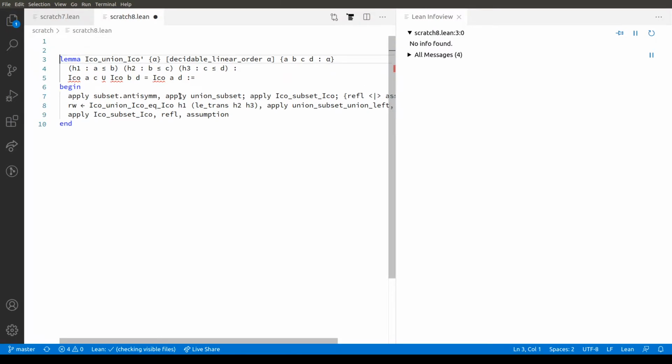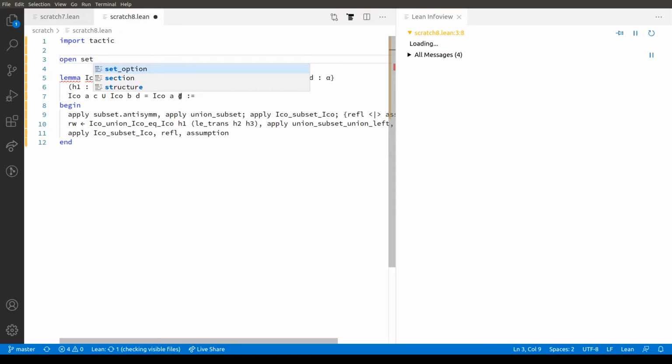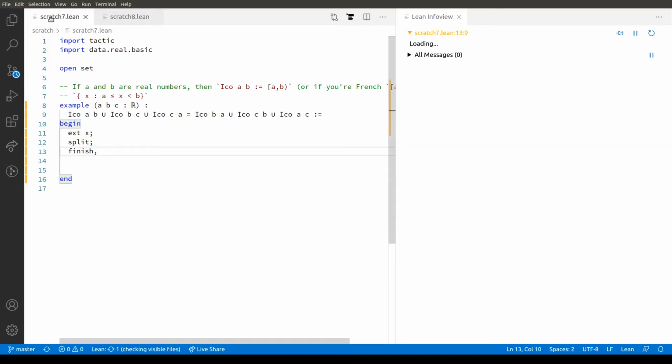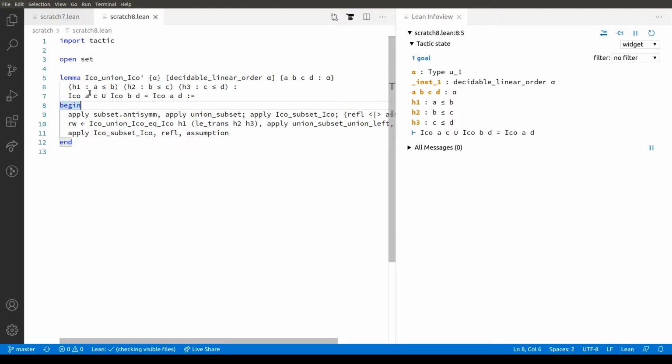So let's get this stuff running again. Import tactic, open set. There. And now is that still... no, that's still processing, so I'm just going to leave it. And this is his proof that if A is less than or equal to B is less than or equal to C is less than or equal to D, then AC union BD is AD. So this is a better ICO union ICO.